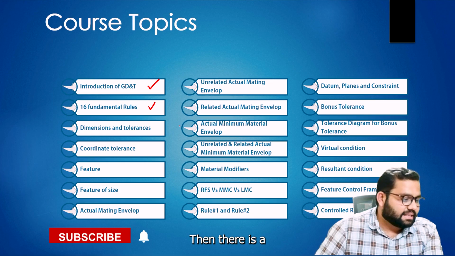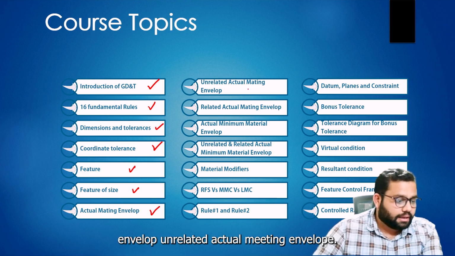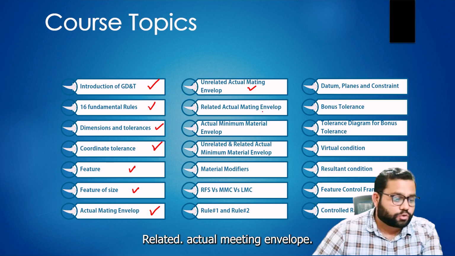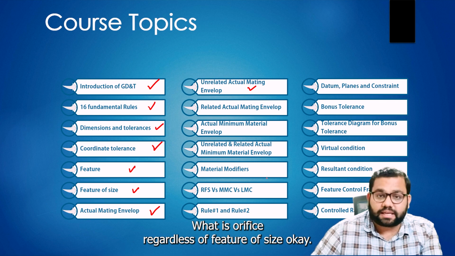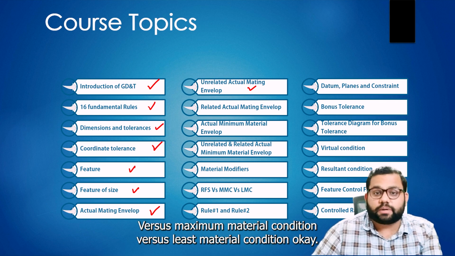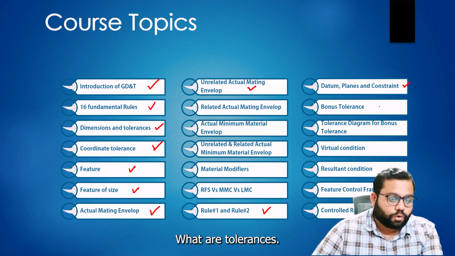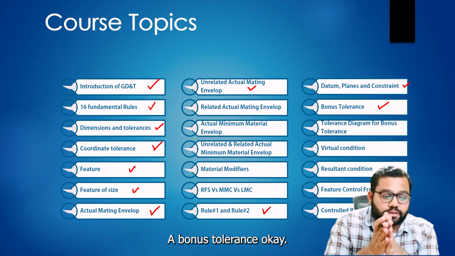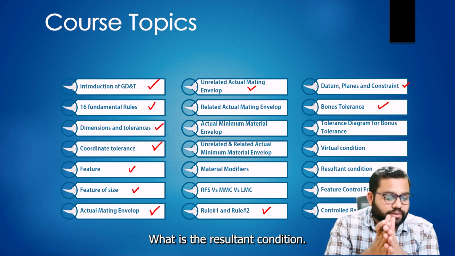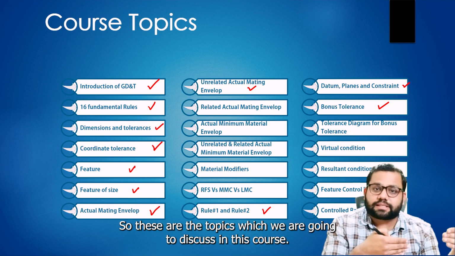Then there are dimensions and tolerances, the coordinate tolerance system, what is feature of size, actual mating envelope, unrelated actual mating envelope, related actual mating envelope, actual minimum material envelope, unrelated and related actual minimum material envelope, what are material modifiers, what is RFS, regardless of feature of size, versus maximum material condition versus least material condition. What are rule 1 and rule 2, datum, planes, constraint, relationship, what are bonus tolerances, what is a tolerance diagram, and how we can calculate bonus tolerance with the help of a tolerance diagram. What is virtual condition, what is resultant condition, what is a feature control frame, what is controlled radius. These are the topics which we are going to discuss in this course.